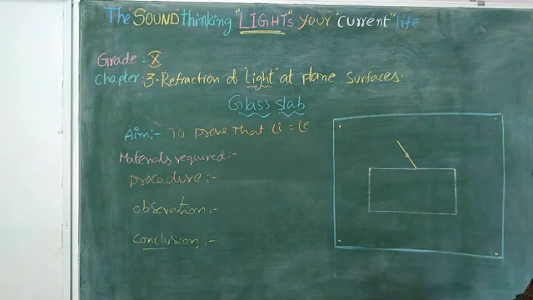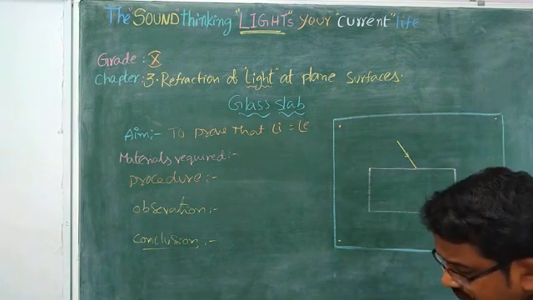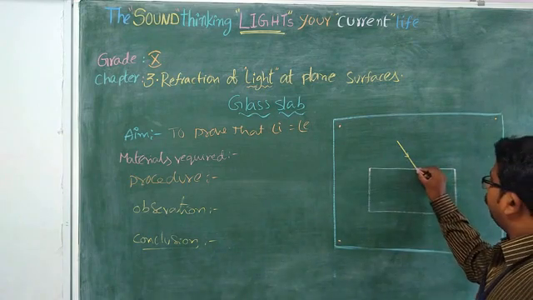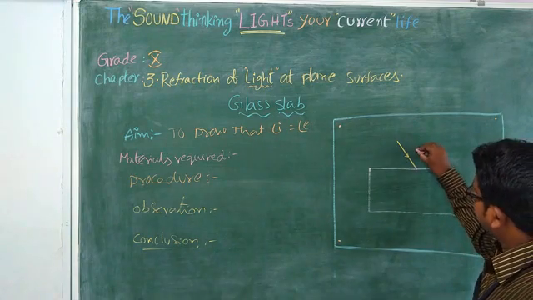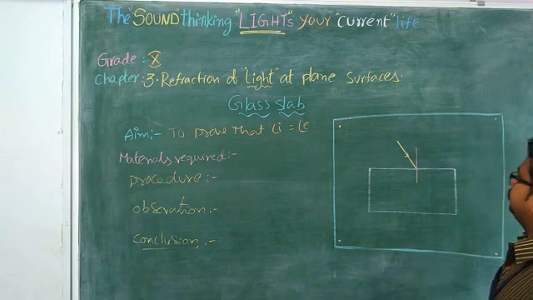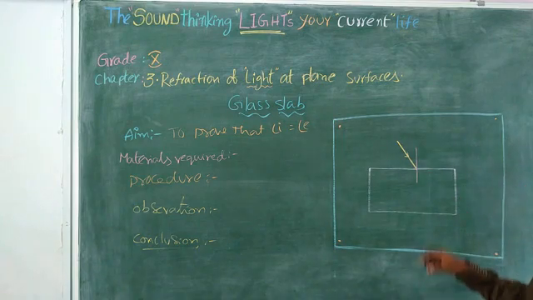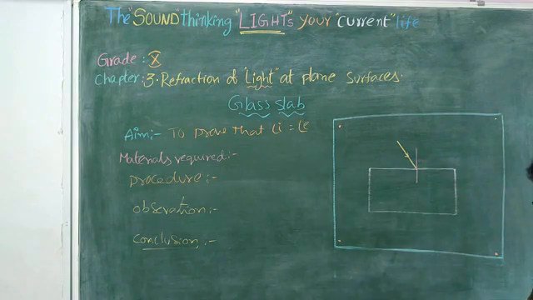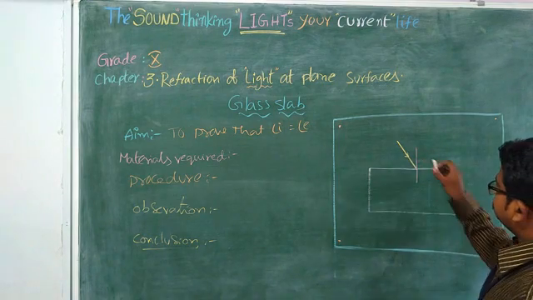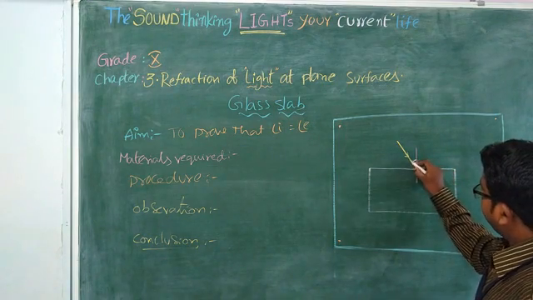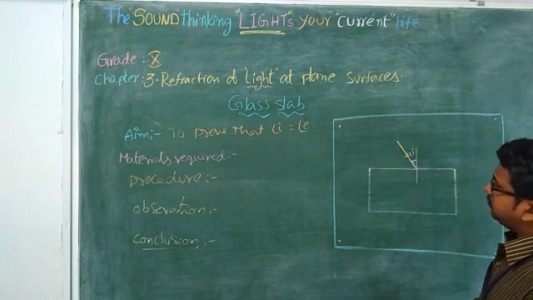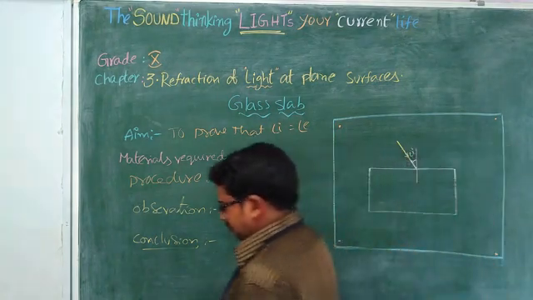It touches here, and this is what we call the point of incidence. From this point of incidence, we will construct a normal. Then you can measure this angle with the help of a protractor. This is the angle of incidence. Now let us see what the requirements are.